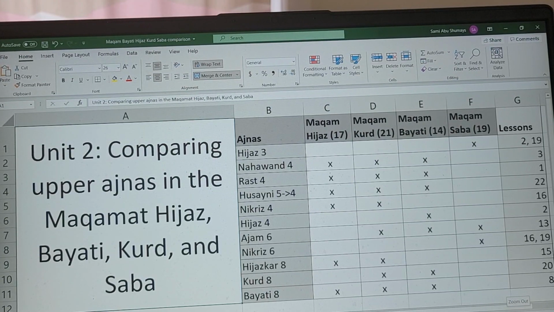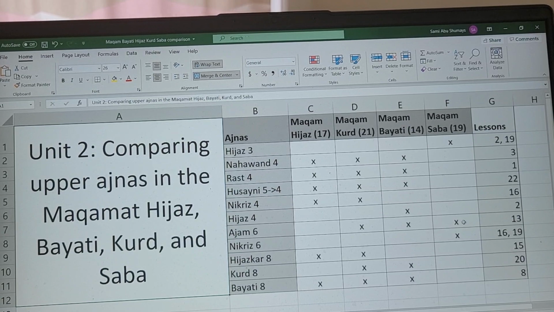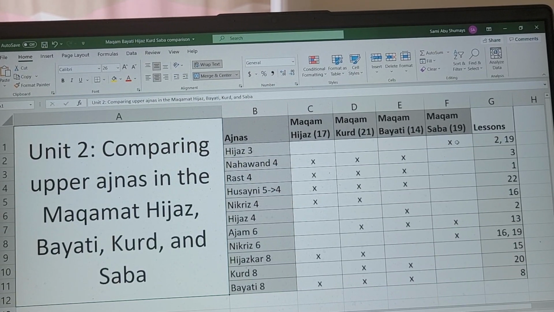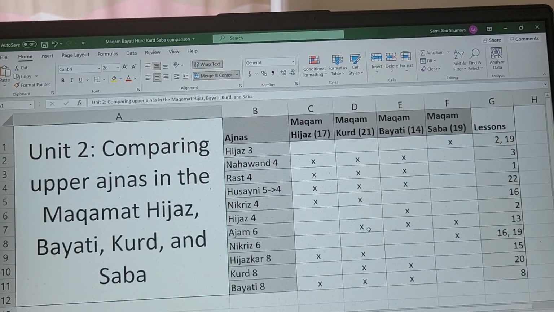But what if I do this? 6, 5, 4, 6, 5, 4, 3, 2, 1, 3, 2, 1. I have just done, what do you think? I have resolved from 6, 5, 4, 3, 2, 1 from the Ajam on 6 to Saba. Ajam in the context of Bayati.